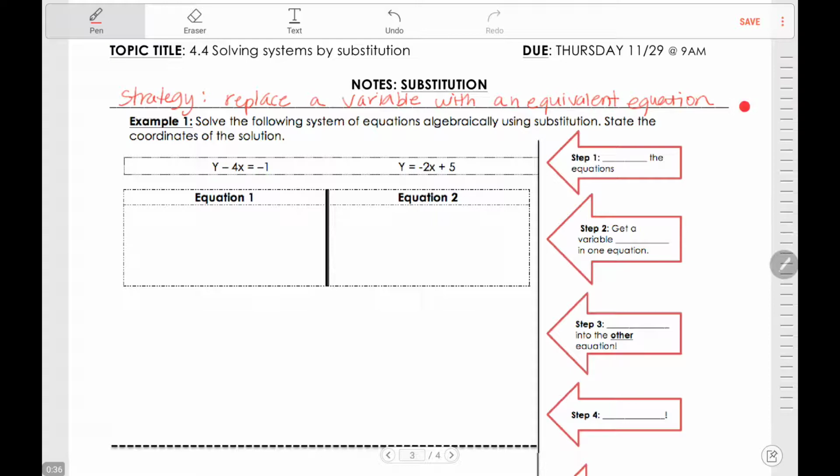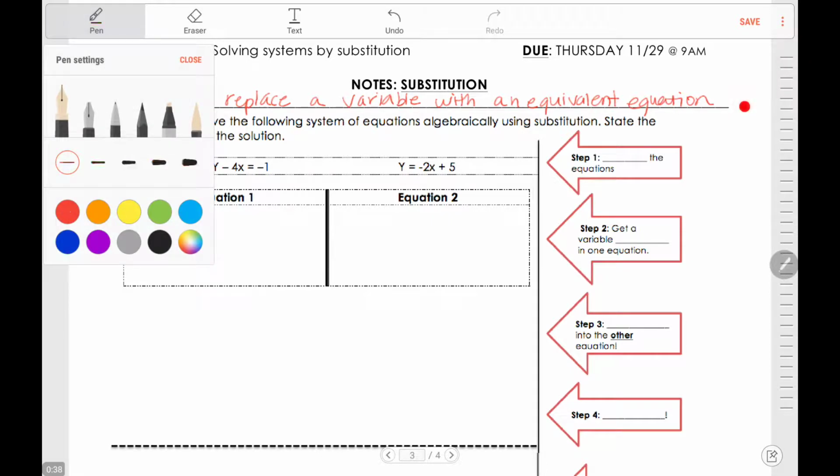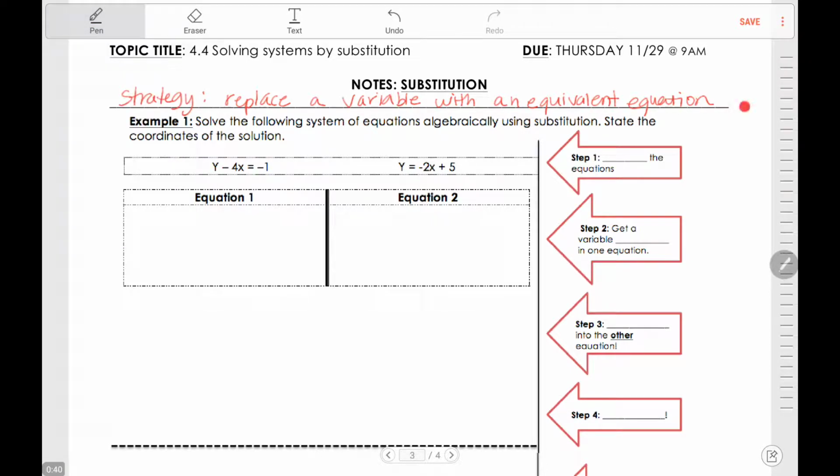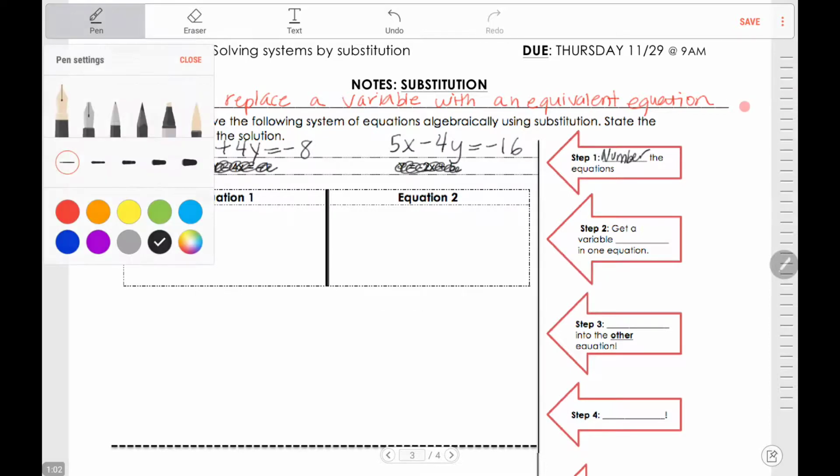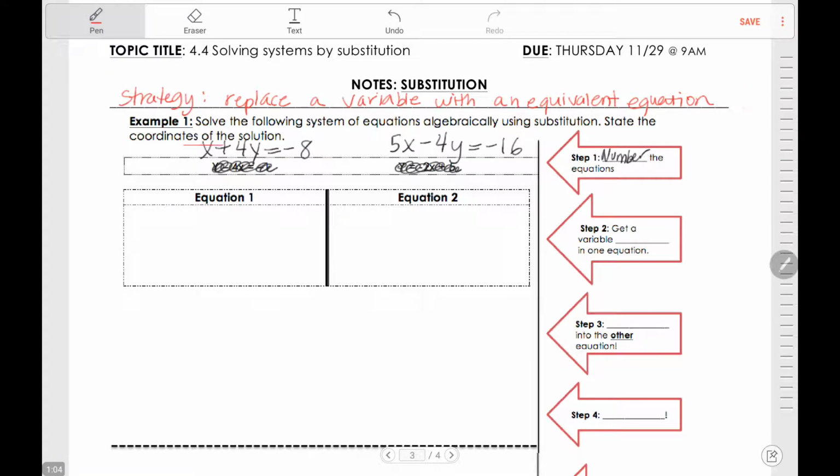So I'm sorry to do this again, but we need to change this problem. It's too similar to the one in class. Let's change this first equation to x plus 4y is equal to -8. I'm going to change the second equation to 5x minus 4y is equal to -16. Okay, so step one for this strategy, again, is to number the equations.